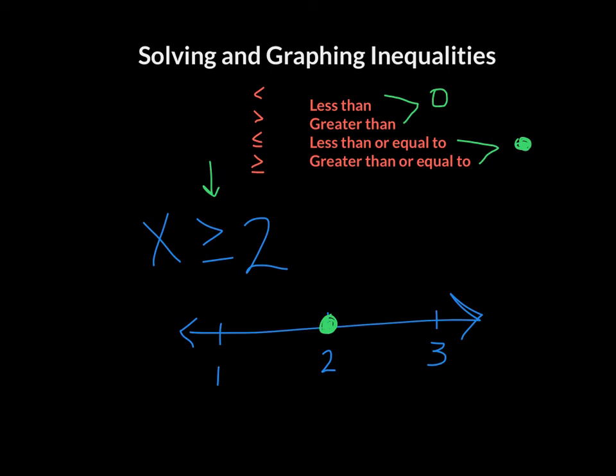Then you have to decide which way your arrow is going to go. Is it going to go towards the 3 or towards the 1? We already talked about how it's going to go this way because 3 makes this true. If I plug in 3 here, 3 is greater than or equal to 2. So we know the arrow has to go this way.